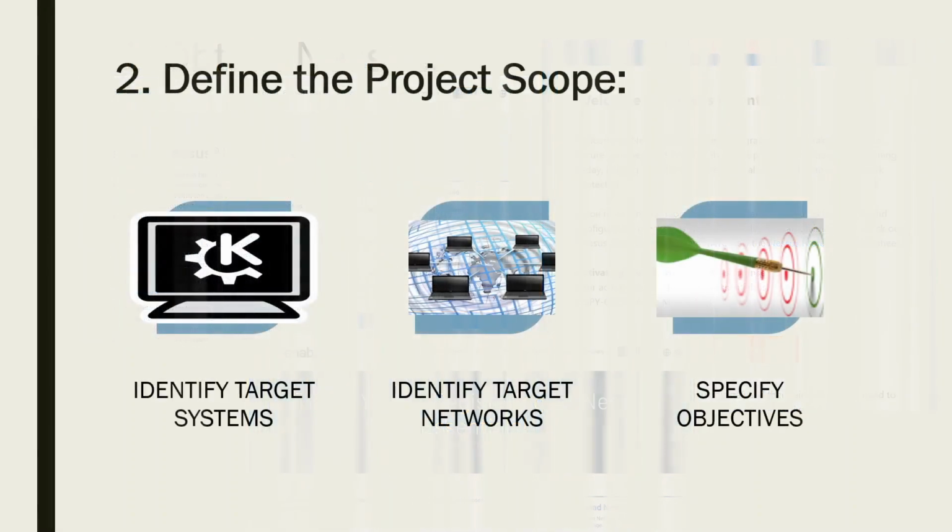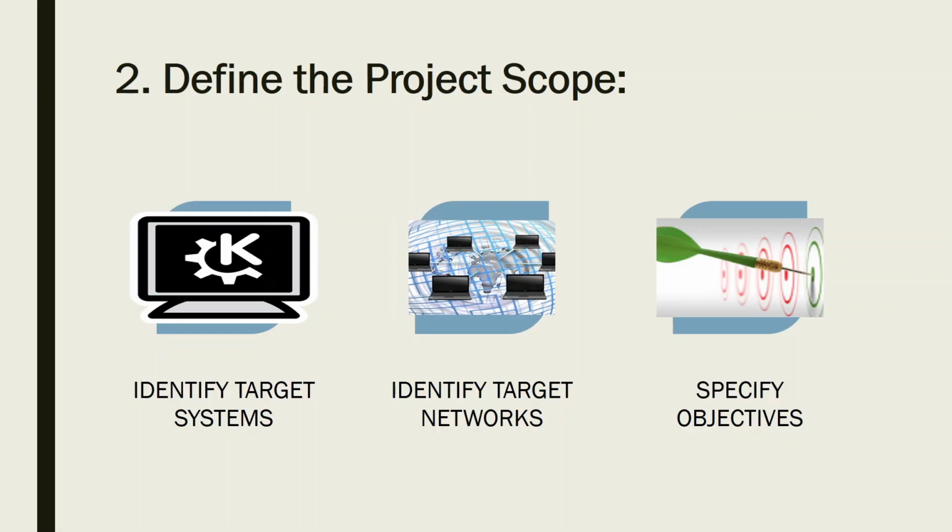The next thing you do after getting your Nessus is to define the project. So what are you going to do on a vulnerability assessment project? The first thing you are doing here is defining the project scope. First, you're going to be identifying target systems. You're going to identify target networks, and you're going to specify the objectives. The objective is, do you want to identify vulnerabilities and weaknesses? That is your main objective for conducting your vulnerability assessment.